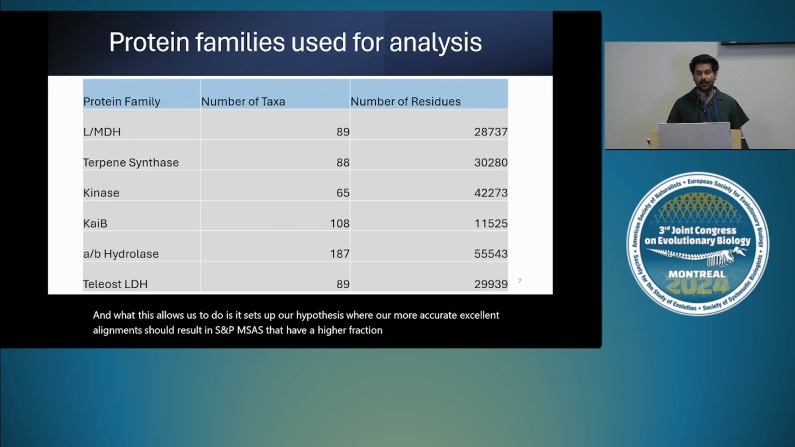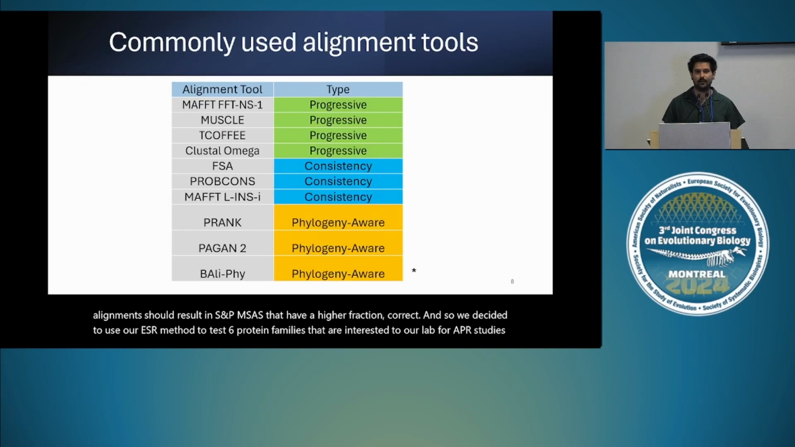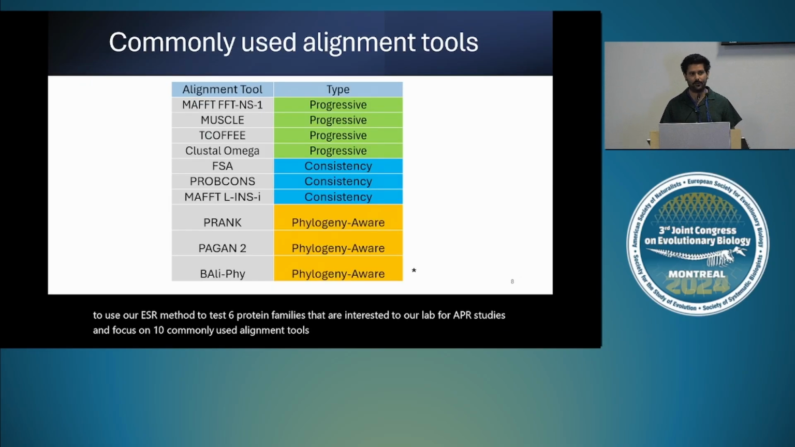And so we decided to use our ESR method to test 6 protein families that are of interest to our lab for APR studies and focus on 10 commonly used alignment tools, which can be divided into 3 categories.